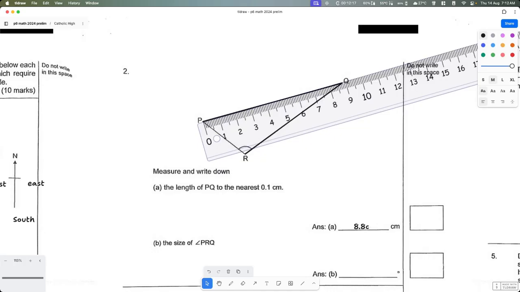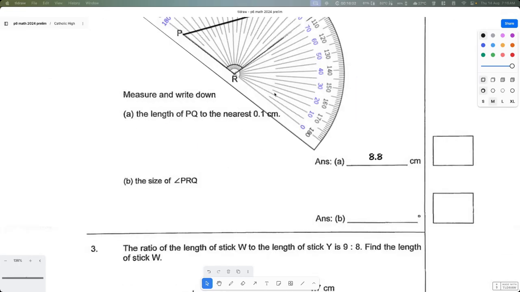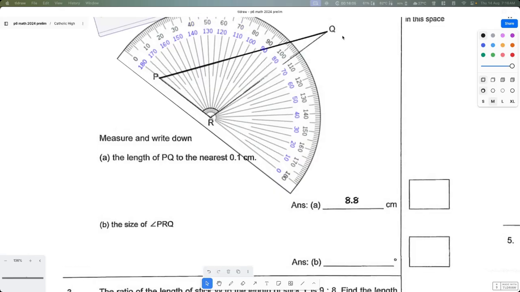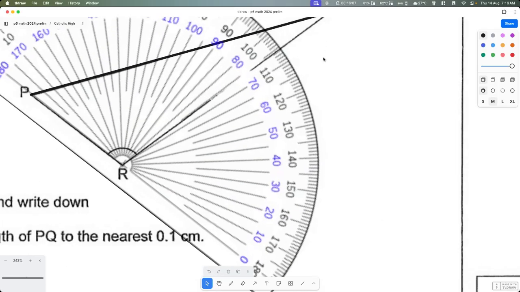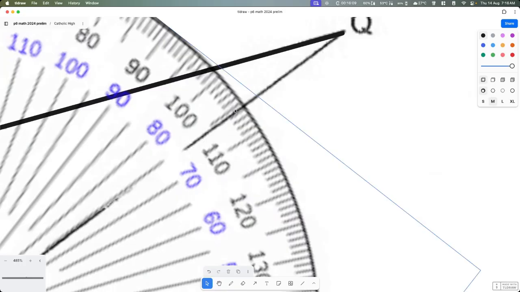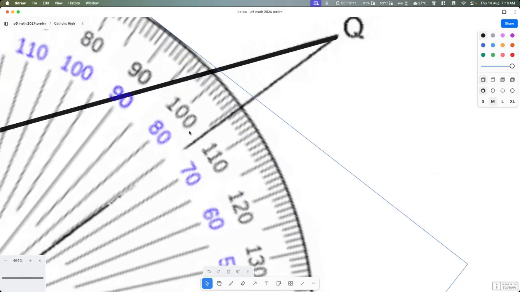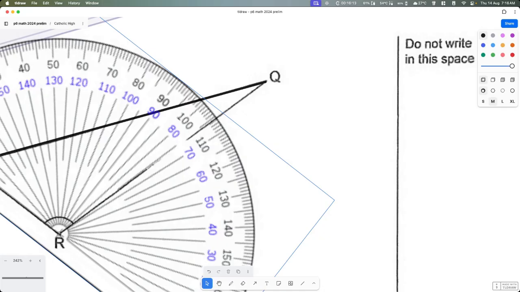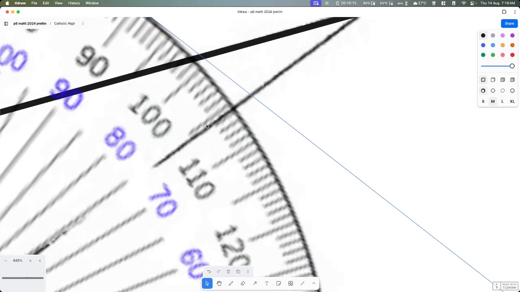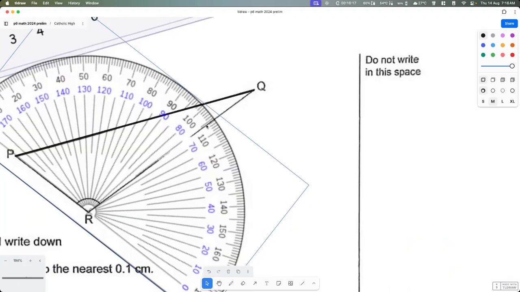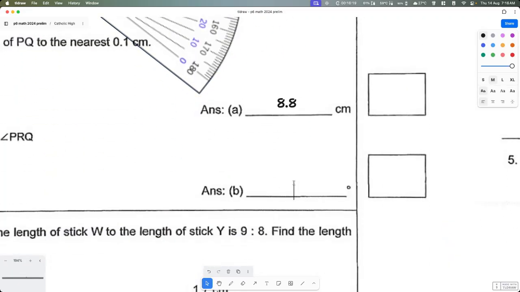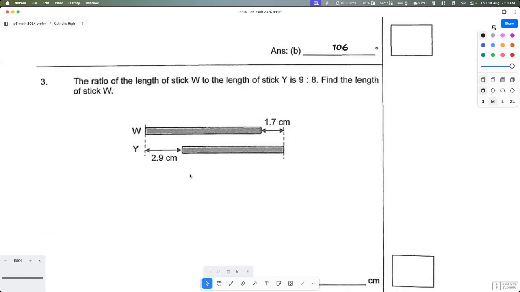So the answer to this is 8.8 centimeters. Okay, now we need to measure angle PRQ. If you were to zoom this in, it's roughly around 106. It's not 80, because it's more than 90. So in this case, this is 100 and roughly around 6 degrees. So we're going to put here 106 degrees. Okay, let's move on to the next question.